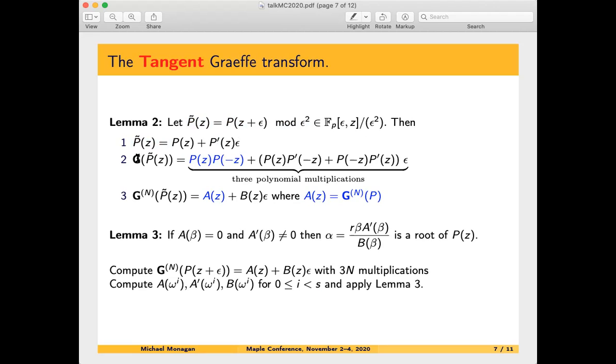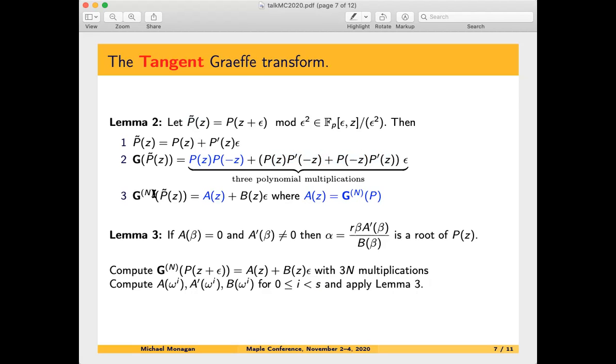What happens when we compute the Graeffe transform g of the perturbed polynomial, p tilde of z? What we get is p of z times p of minus z. That's the Graeffe transform of p of z plus some polynomial in epsilon here. And if you look closely, you'll see that there are 3 polynomial multiplications there. So we can compute this Graeffe transform of the perturbed polynomial using 3 multiplications.